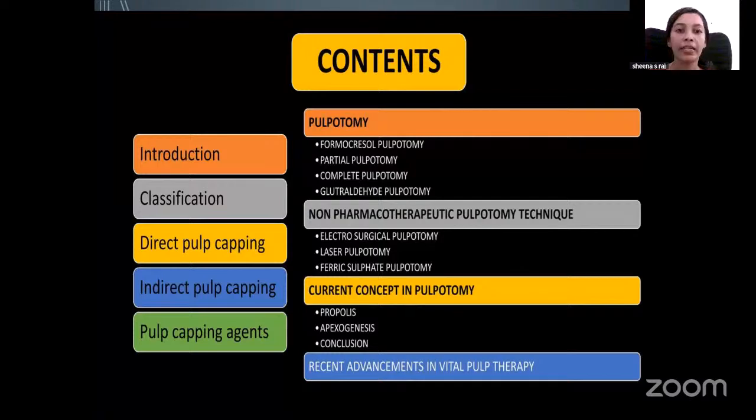So the content is very important. It actually includes the classification. It includes direct pulp capping and indirect pulp capping, the various agents that are used for pulp capping, and mainly the pulpotomy.